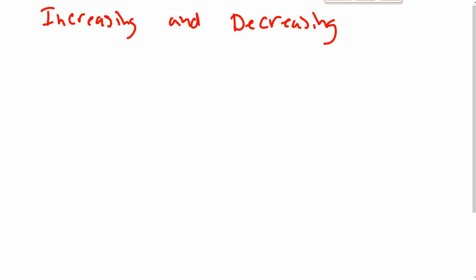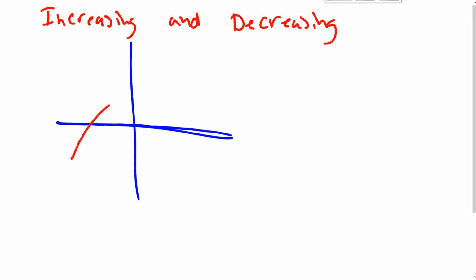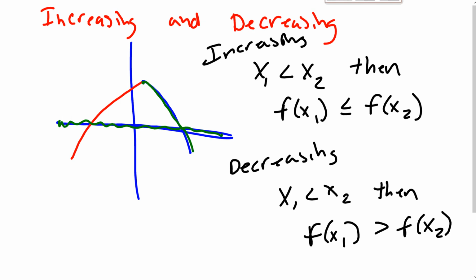All right, increasing and decreasing. Last slide. We talked about this last year. As we look from left to right across our domain, what are our y values doing? Are our y values going up from left to right? So that would be increasing. If they are going down, then it would be decreasing, right? So looking at our domain as we go from left to right, is our graph going up or down, and from where to where? So increasing and decreasing will make up our domain.